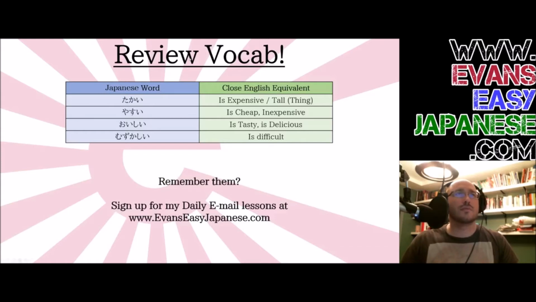All right, let's review some vocab. I've taught you takai is expensive. Something is tall. Yasui. Something is cheap or inexpensive. Yasui can mean cheap, but not like that thing is a piece of crap. It means like literally the price is low. Oishii is tasty, is delicious. Muzukashii. Something is difficult. It is not easy to do.